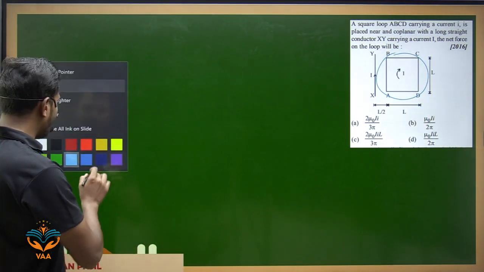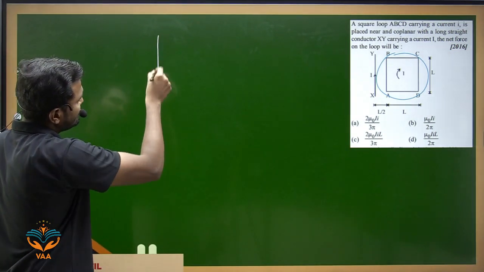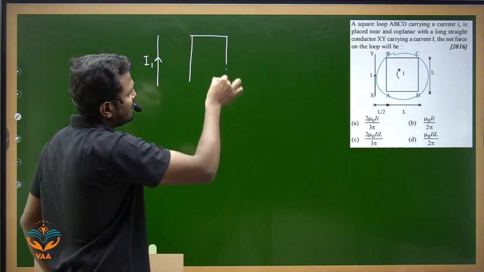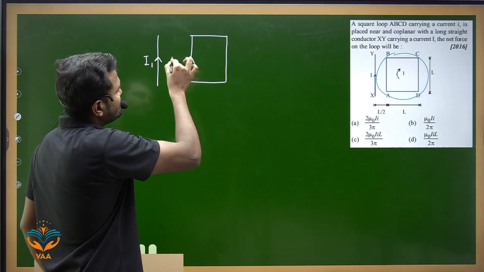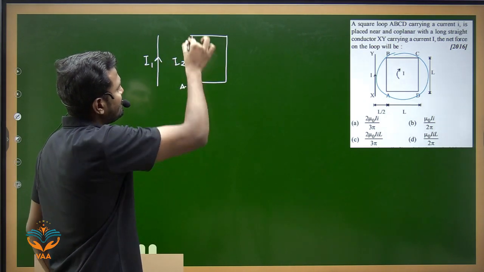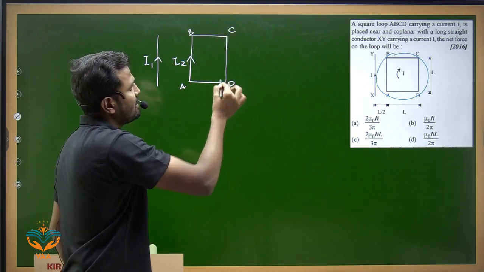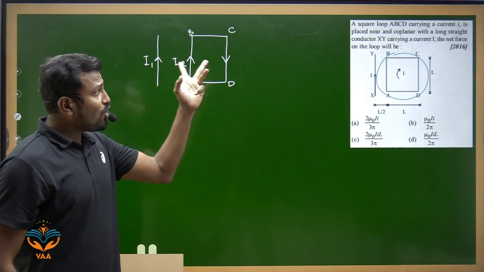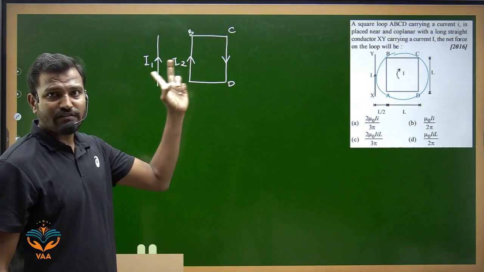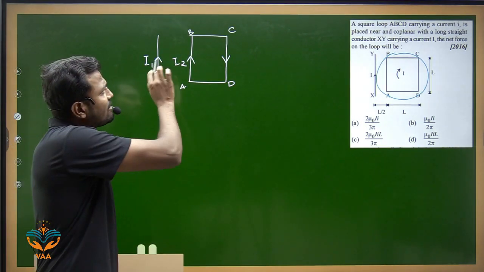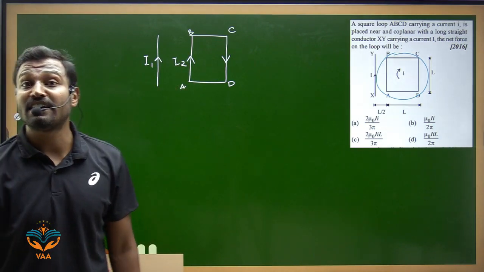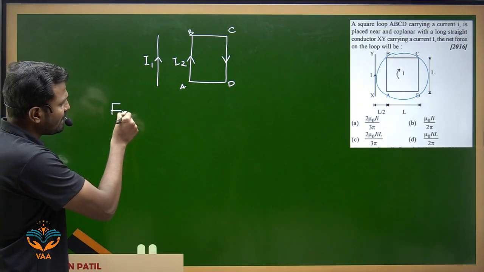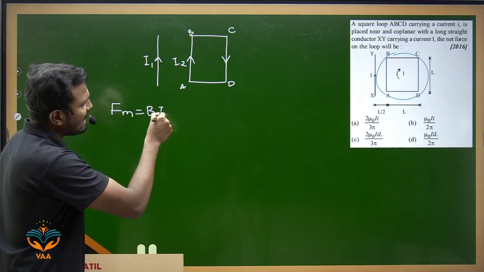First of all, you people should understand one thing. If this conductor is carrying current I1 and there is a loop placed near it, carrying current I2, this is A, this is B, this is C, and this is D. If they have asked me to find the force on the loop, understand, the force on this loop, BIL, whatever the force is, that force is due to the magnetic field of this particular straight current carrying conductor. Fine. So we can simply write that magnetic force Fm is equal to BIL.